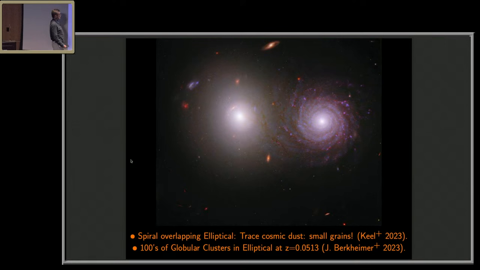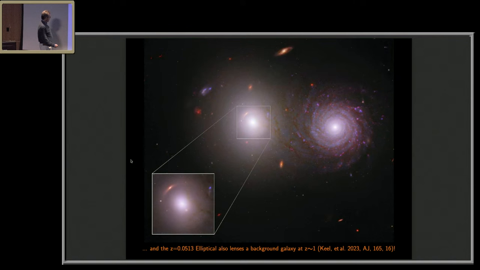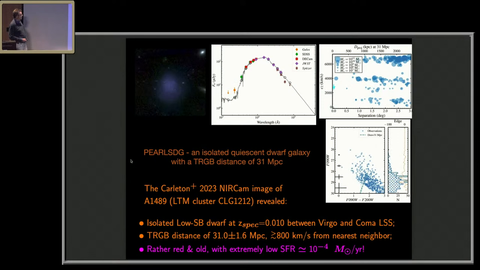We also found a nice example of galaxy-galaxy lensing. Here is a background galaxy just like that one, but now at a redshift of 1, nicely arced with a counter image here. That gives us a good mass of the central elliptical and the mass-to-light ratio. It's all in this paper. It's a spectacular image. We hope to do more of that. This is probably, to me, one of the more exciting things.